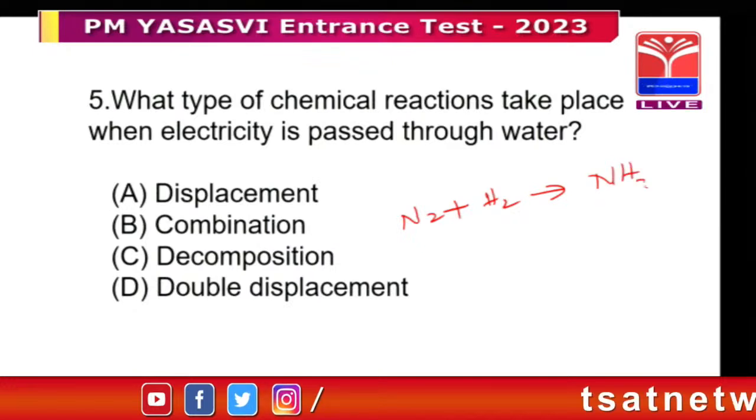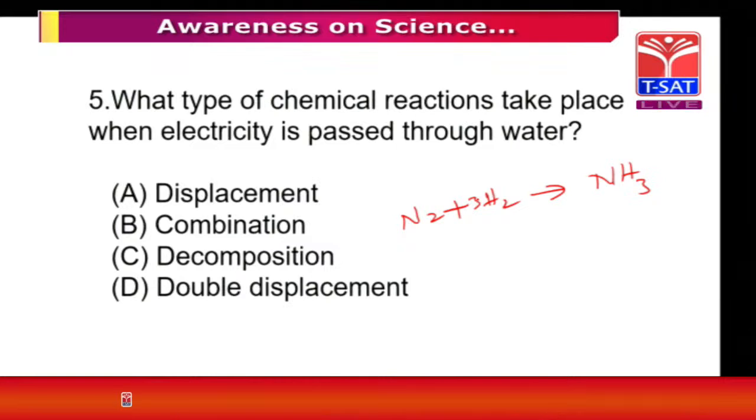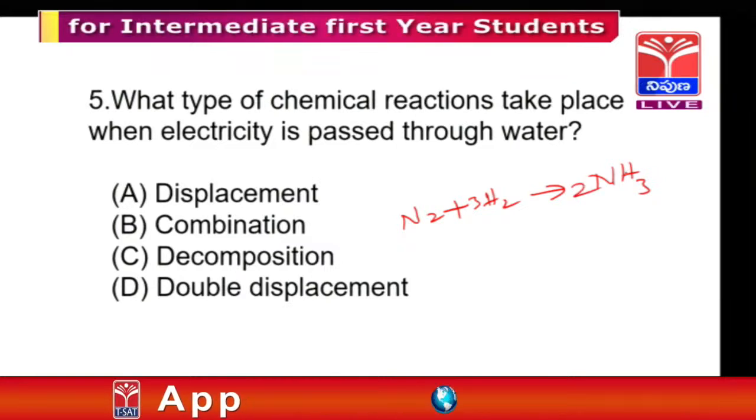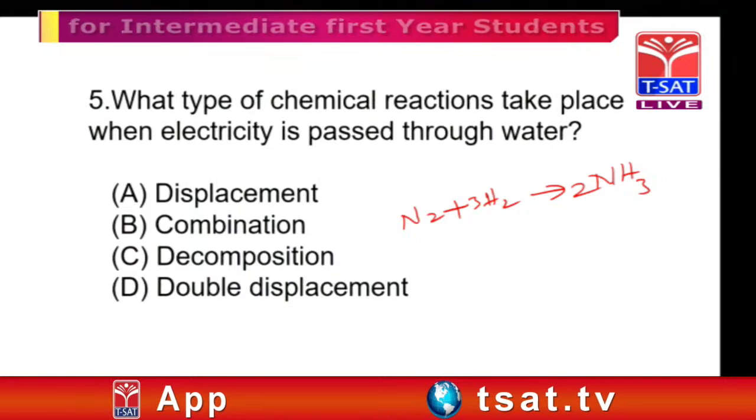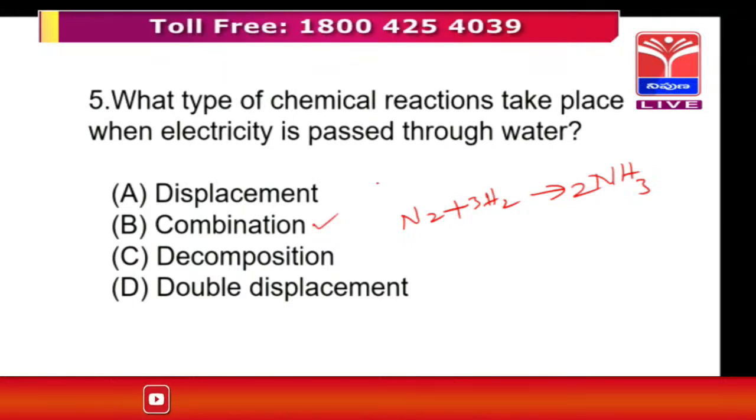Of course, we have to balance this equation. For example, N2 plus 3H2 gives rise to 2NH3. It is a combination because two molecules combine to form another molecule. So, it is a combination.